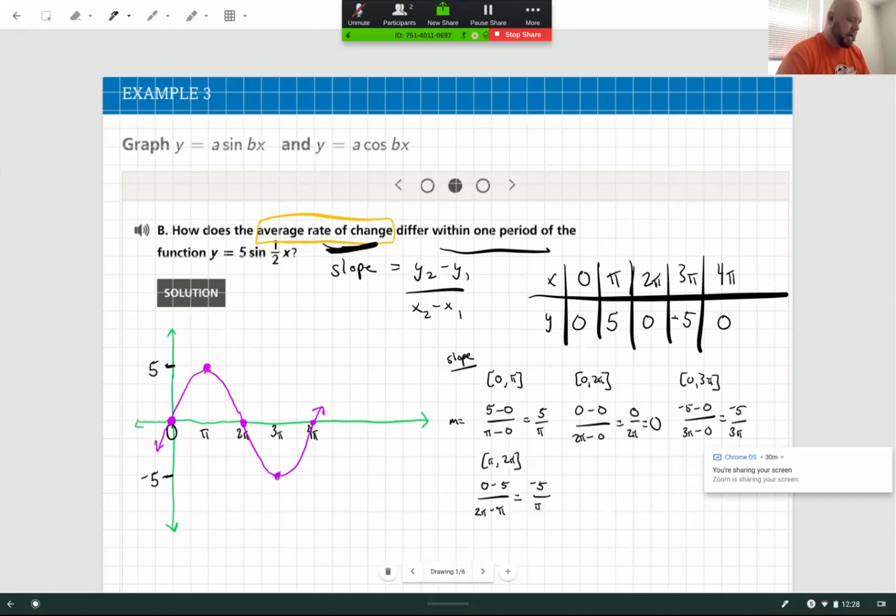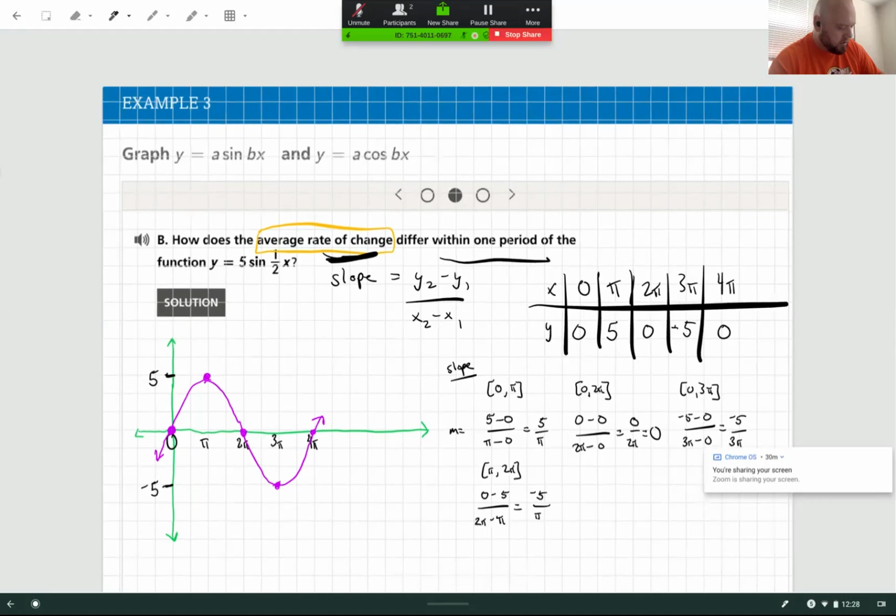If I did from pi to 3 pi, my ending y value is -5. My starting y value is +5. My ending x value is 3 pi, and my starting x value is pi. -5 minus 5 is -10. 3 pi minus 1 pi is 2 pi. -10 over 2 pi gives me the same thing that I had before, -5 over pi.